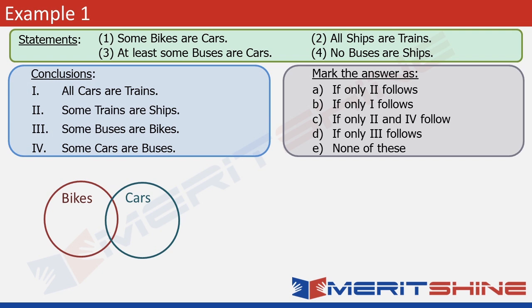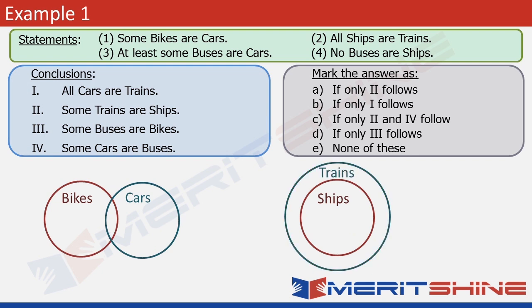Go to the next statement. All ships are trains. So this is not a connected statement. Let's draw it separately. Ships first, and now the trains. Since it uses the word all, ships would be contained within trains. So this is exactly what we discussed. Now look at the third statement. At least some buses are cars. This at least does not mean anything here. Remember this. This is same as saying some buses are cars. So whenever you see at least in any of these questions, just omit that. So this becomes some buses are cars. Now cars is already there. So let's put buses here. So here comes buses. Just a partial overlap with cars and nothing else.